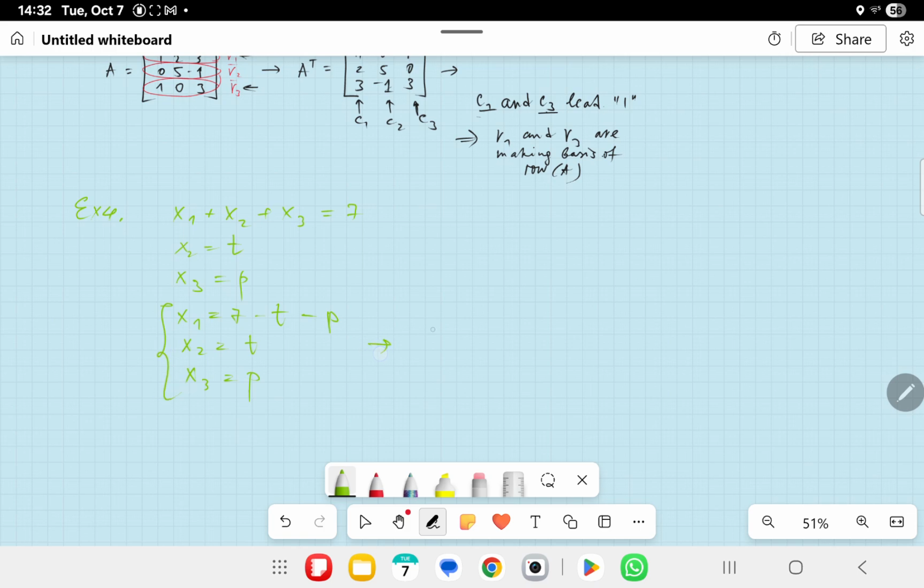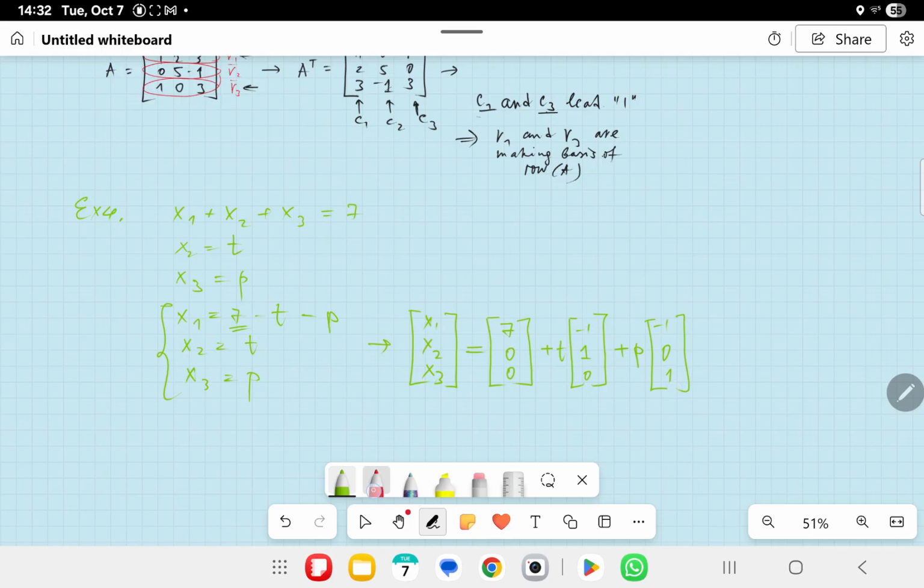Now, I'm going to modify it into a vector x1, x2, x3, and I'm going to write it down equals. And watch how I'm going to do it. First, I'm going to do numbers without any parameters. It's going to be 7, 0, 0. We have 7 here, nothing over here, right? And then it's going to be plus, and I'm going to do the t parameter. I have minus 1 for the top, right? I have just 1 for the middle one, and I have 0 for the last one. And the next parameter, p: I have minus 1 for the first one, 0 for the second, and 1 for the third.